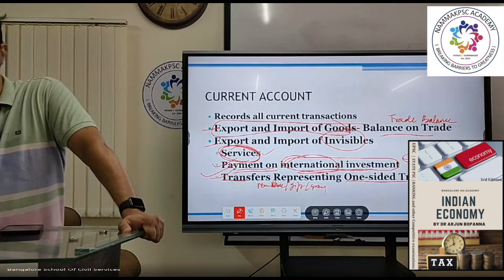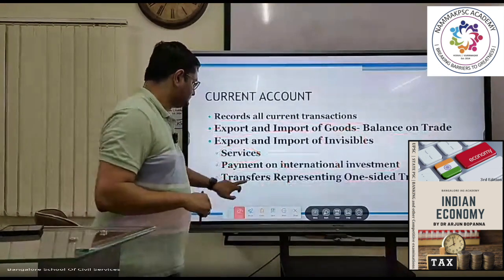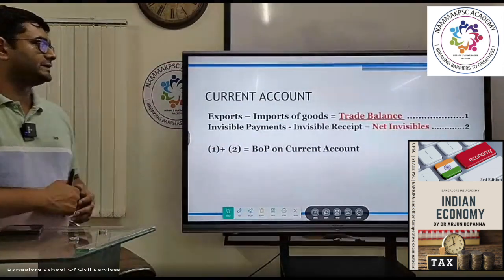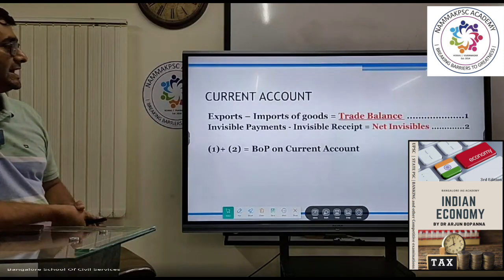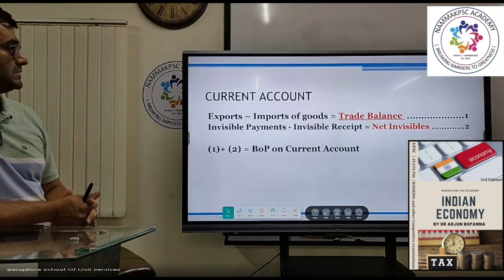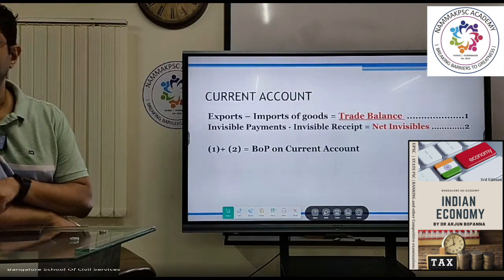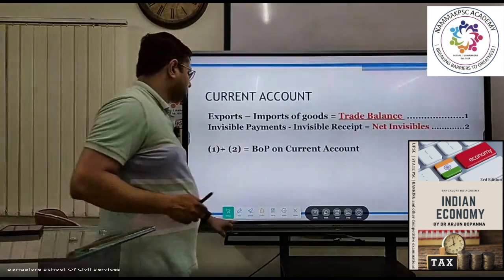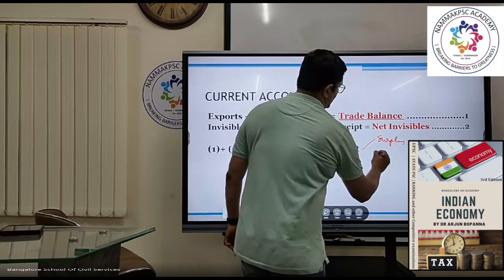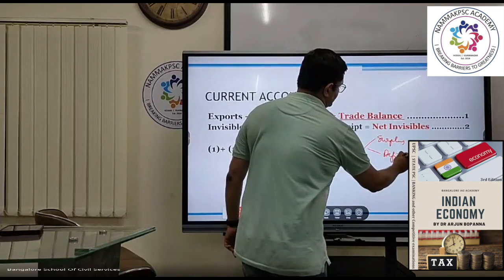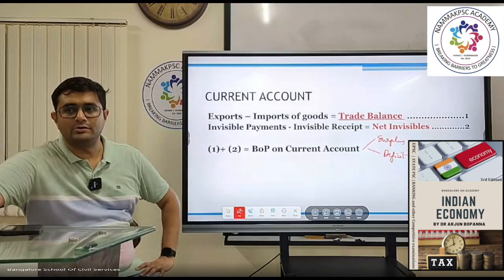Net invisibles means outflow and inflow other than goods. Export and import of goods gives you trade balance. Net invisibles is invisible payment and invisible receipt. So 1 plus 2 is balance of payment on current account. Balance of payment on current account can be surplus or it can be deficit. In India, for example, it is deficit. So this is current account.